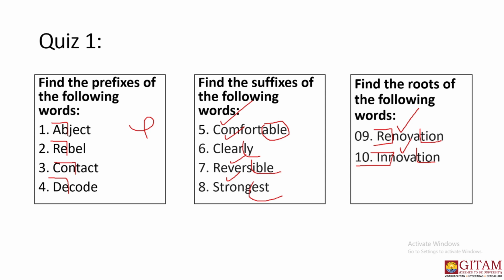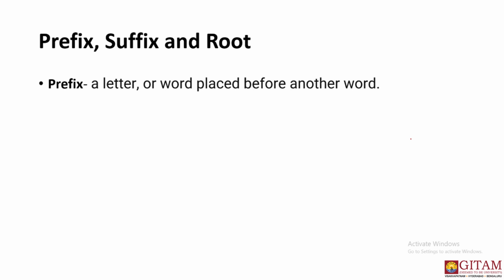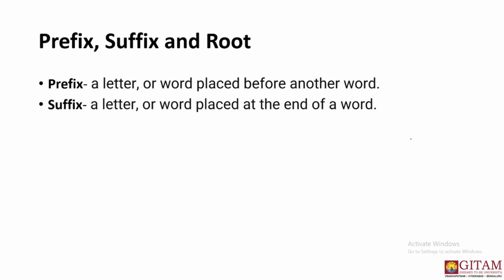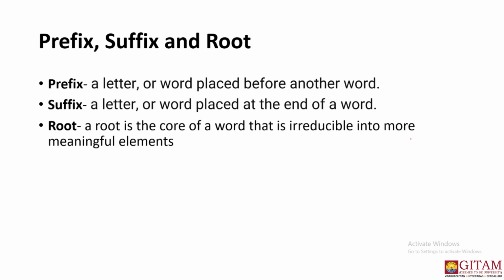And what are they exactly? Let us see. A prefix is a letter or word placed before another word. We will see an example in a while. Now, what is a suffix? A letter or word placed at the end of a word. That's suffix. And what is a root word? A root is the core of a word that is irreducible into more meaningful elements. It has a certain meaning. It cannot be reduced to any other form.